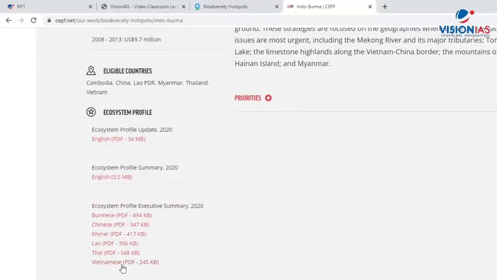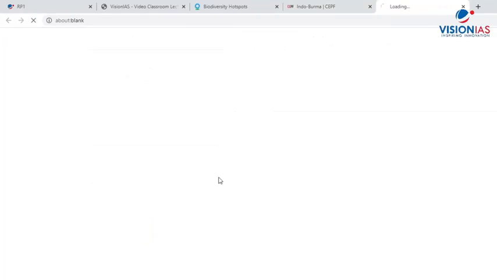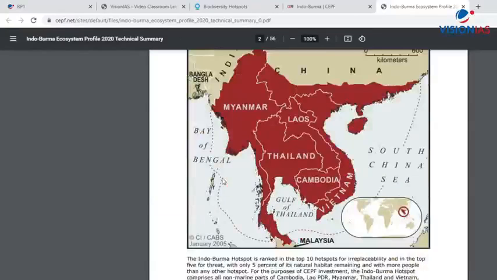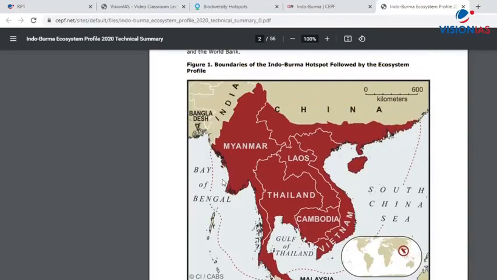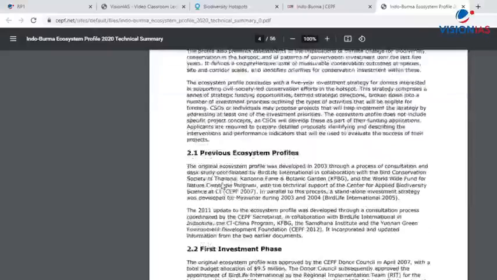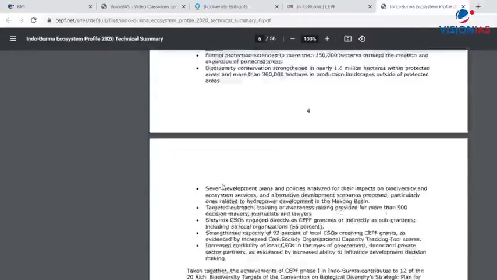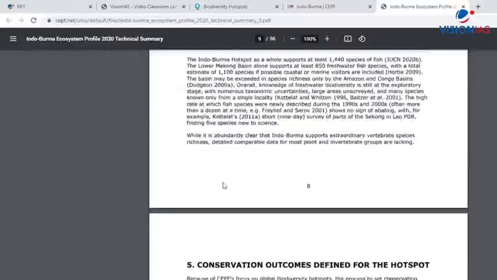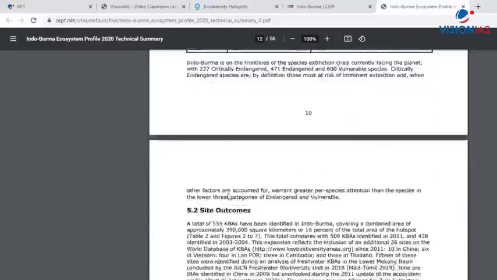And for example, you have here the executive profile summary given. Ecosystem profile is given there. And you get all this PDF also on the website. Indo-Burma hotspot, now see here. Myanmar, Laos, Thailand, Cambodia, right, the part of Indo-Burma is given here. I'll not go to the investment part of it. That is not very important here. I'll just come to the main part of it.